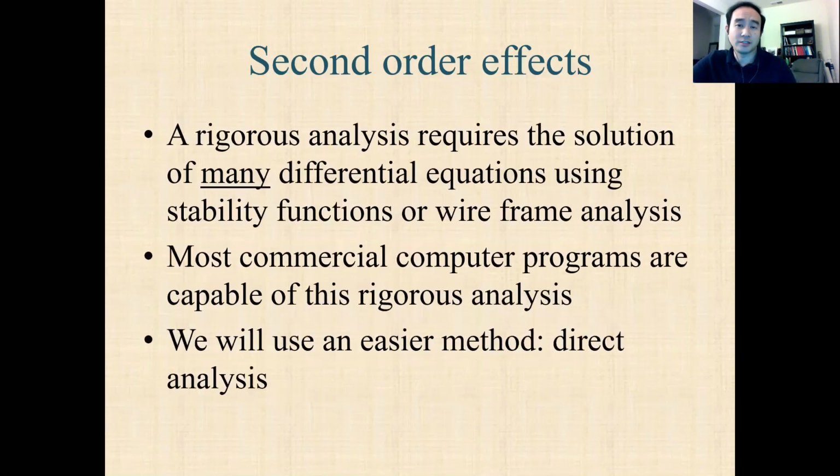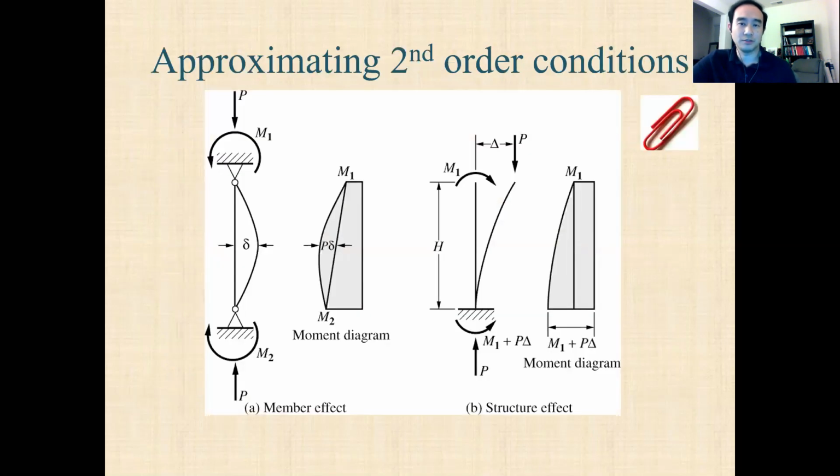Rigorous analysis requires the solution of many differential equations using stability functions or wireframe analysis. Most commercial computer software is capable of doing this, but in steel design, we will have a much easier and very approximate method called direct analysis. So these are two examples explaining the second order effect. The first one is based on the member effect.